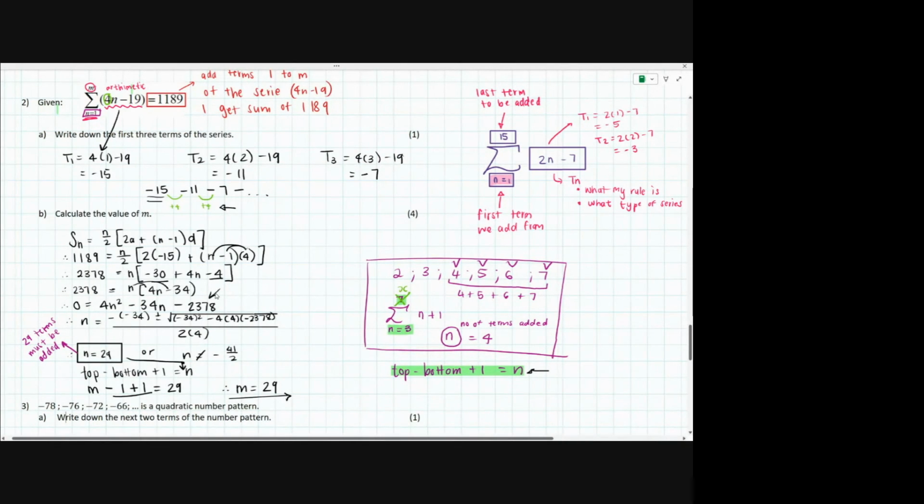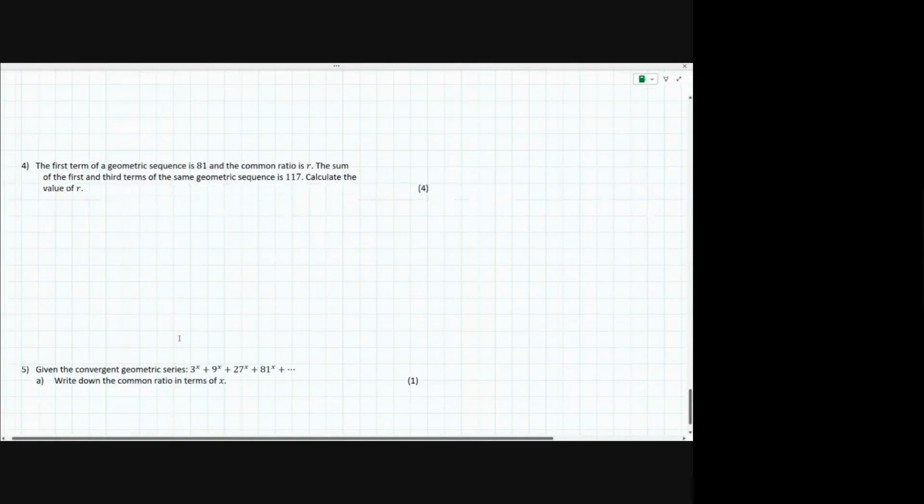All right, so we've done sigma, we've done arithmetic, we've done quadratic. The only one we haven't done is geometric. So we're going to have a look at that now.